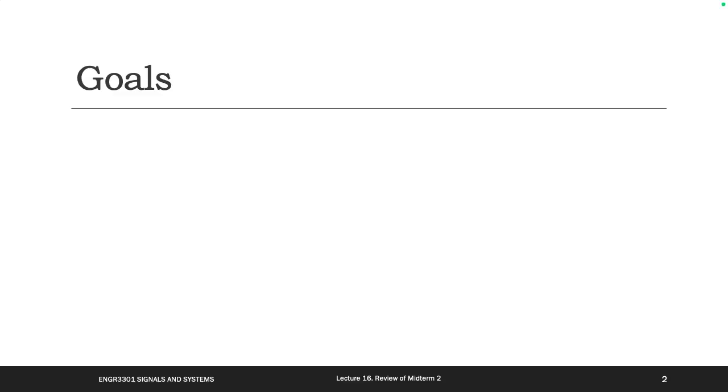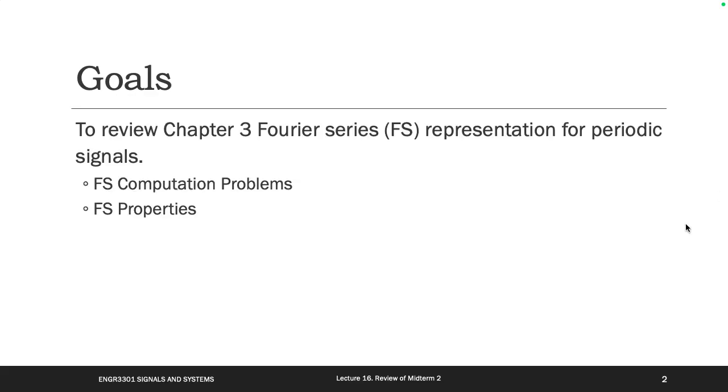If you summarize that, it's just FS, Fourier series. Yeah, Fourier series analysis. We will talk about that, and try to review chapter 3, Fourier series representation for periodic signals.